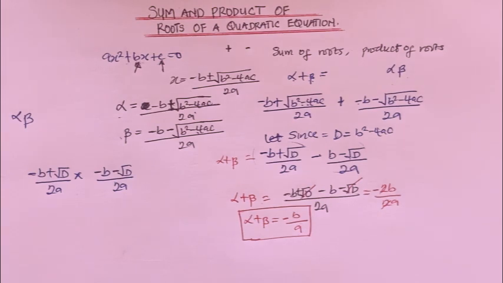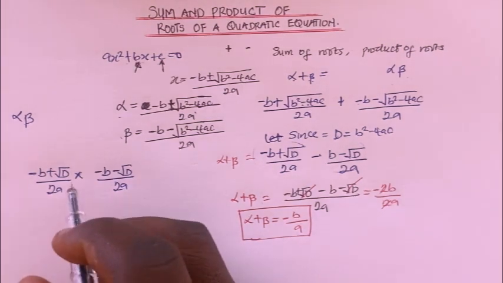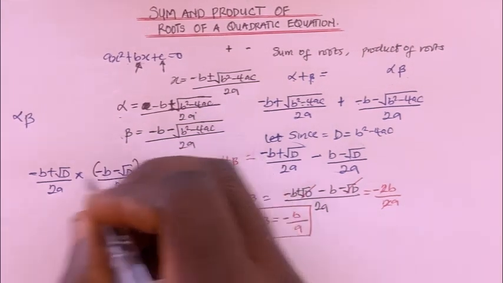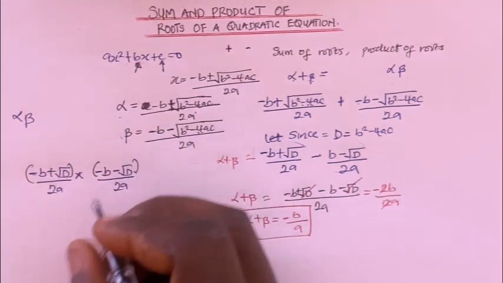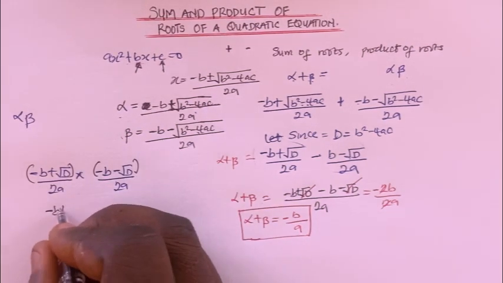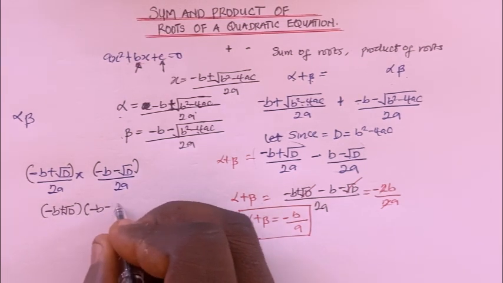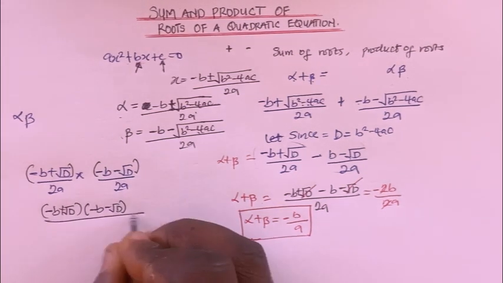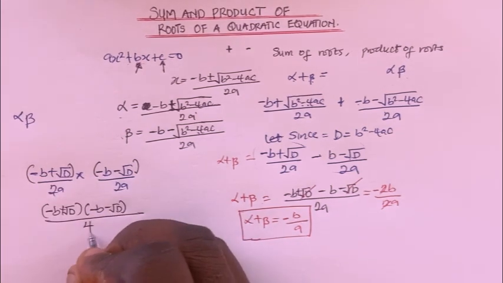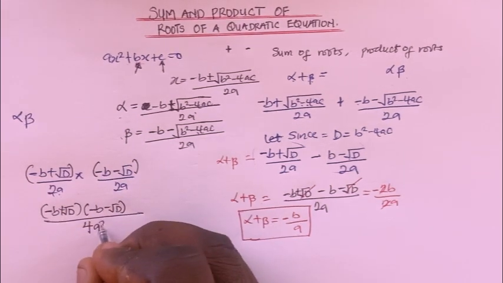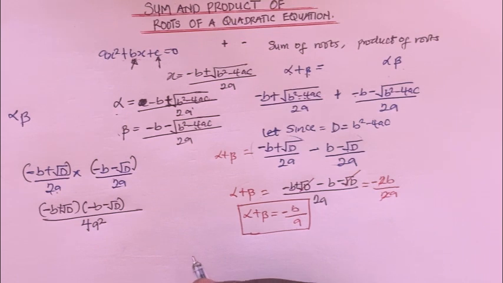So now let's go ahead and multiply them together. This is inside brackets and this is also inside brackets. Here I'm going to have minus b plus root d, then in brackets minus b minus root d, divided by 2 multiplied by 2, which gives me 4, then a multiplied by a, that's a squared. Exactly. So now let's go ahead and simplify this expression.